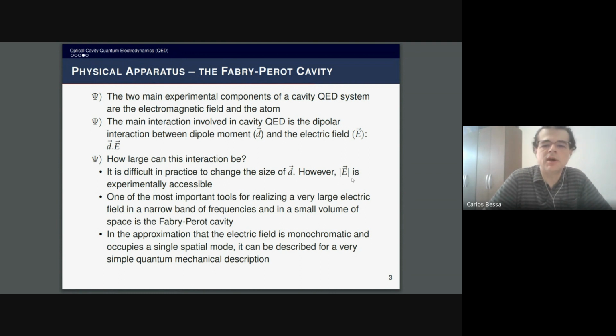However, the electric field is experimentally accessible. And one of the most important tools for realizing a very large electric field in a narrow band of frequencies and a small volume of space is the Fabry-Pérot cavity. In the approximation that the electric field is monochromatic and occupies a single spatial mode, it can be described with a very simple quantum mechanical description.